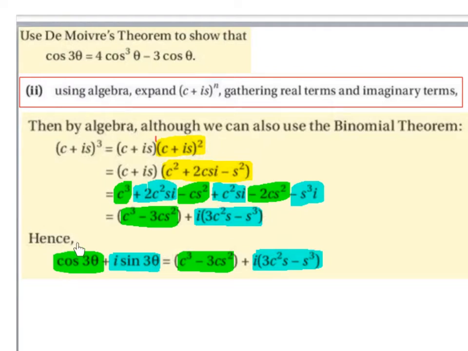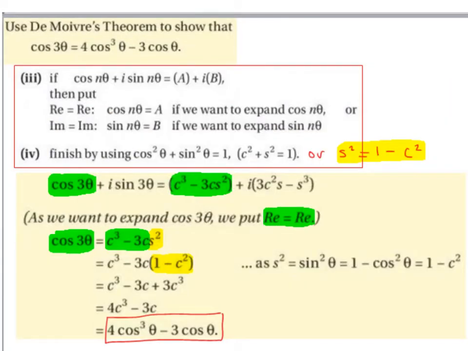Hence, cos 3 theta plus i sin 3 theta is equal to c cubed minus 3cs squared plus i times 3c squared s minus s cubed. Step 3.